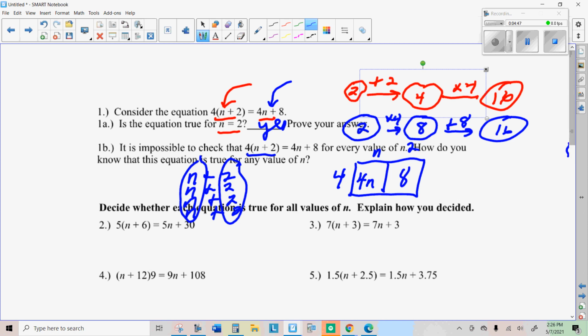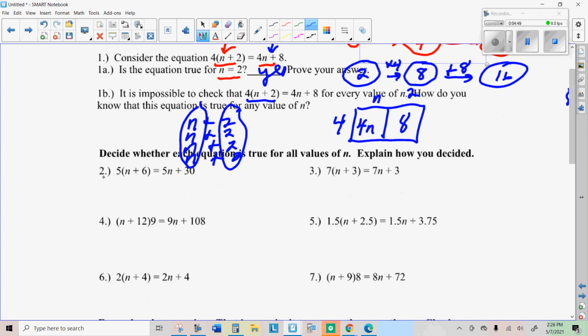Okay? So what I'm going to do here is use my little multiplication table, area diagram, put the 5 on the outside, put the n and the 6 there to represent n plus 6, and then do the multiplication to show that I get 5n and 30. So this is true, okay?